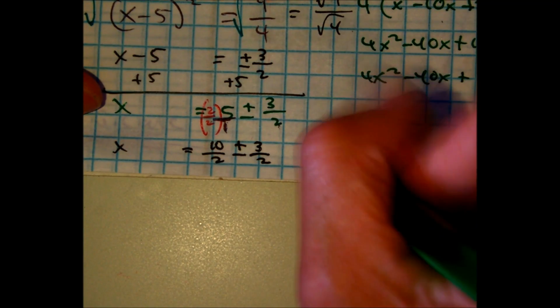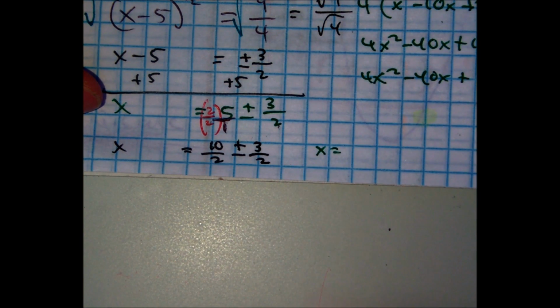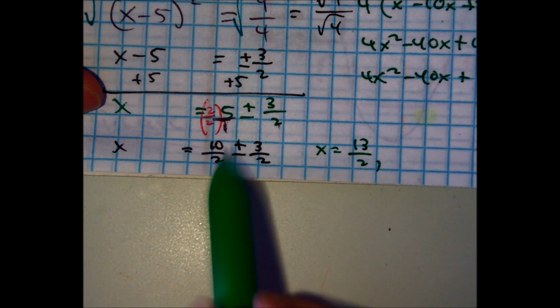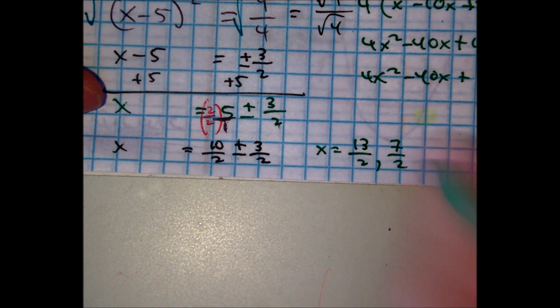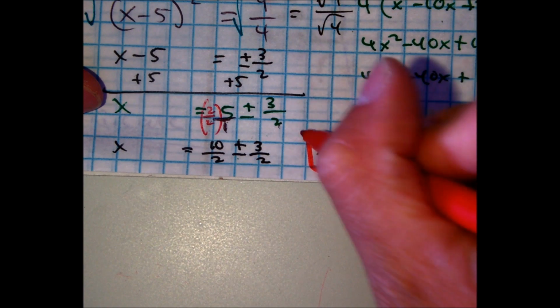My solutions in this problem are, class, what's 10 plus 3? 13. So 13/2. 10 minus 3. 7. 7/2. My answers to this problem are 13/2 and 7/2.